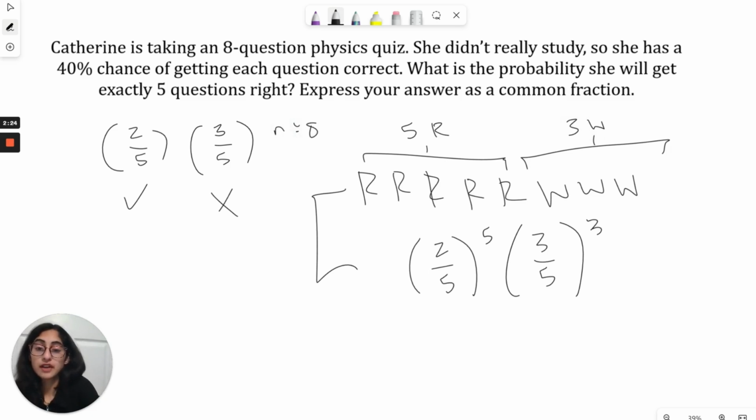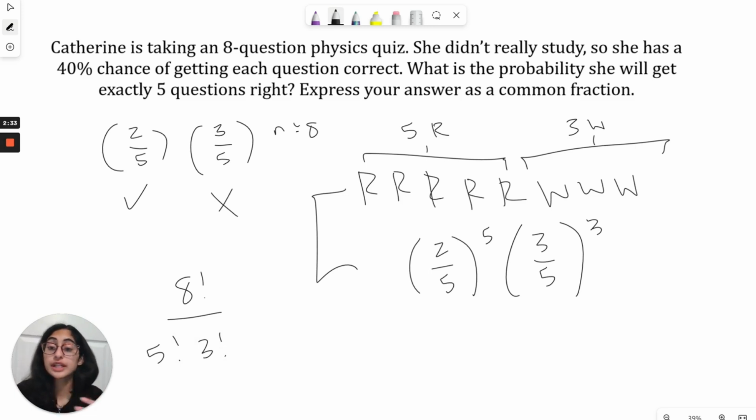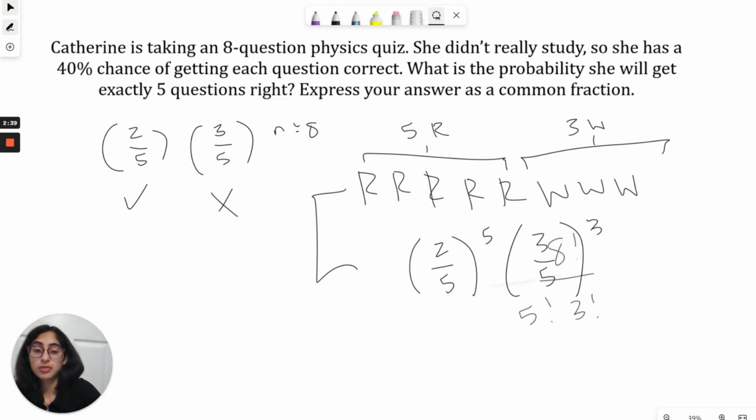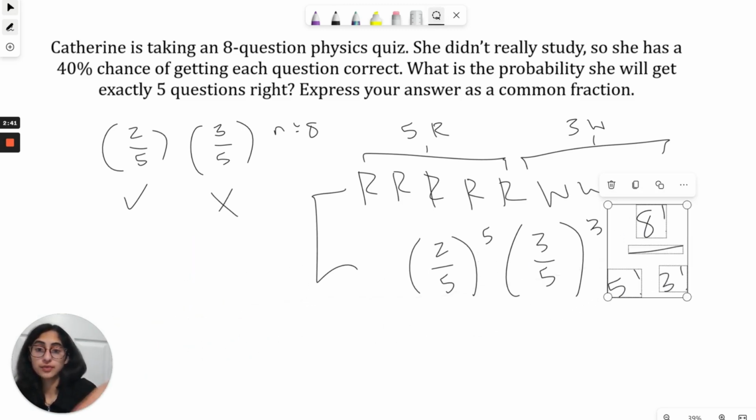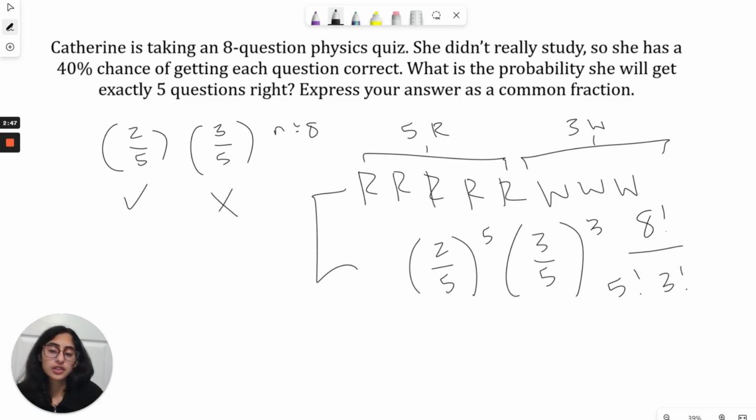So we're going to do 8 factorial, the total number of objects, divided by the numbers of repeated objects. So we get 5 factorial, 3 factorial. And this is how many ways we can rearrange our R's and W's. So we're going to have to multiply our probability by this. So doing that, actually, let me simplify this factorial first to see if it helps. It might not, but we'll see.